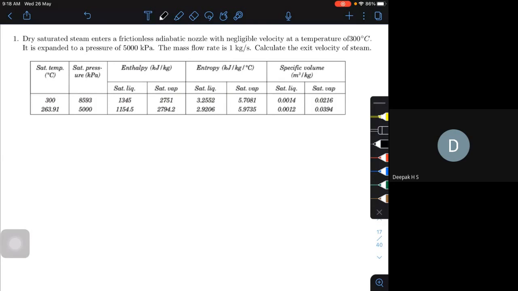Now let's look at this particular problem. Dry saturated steam enters a frictionless adiabatic nozzle with negligible velocity at a temperature of 300 degrees Celsius. It is expanded to a pressure of 5000 kilopascals or 5 megapascals, whatever it may be. The mass flow rate is 1 kg per second. Calculate the exit velocity of the steam. Now when we give this problem, you are supposed to use steam tables.